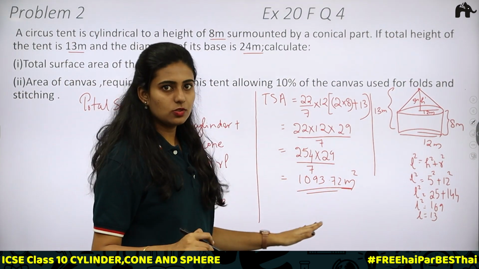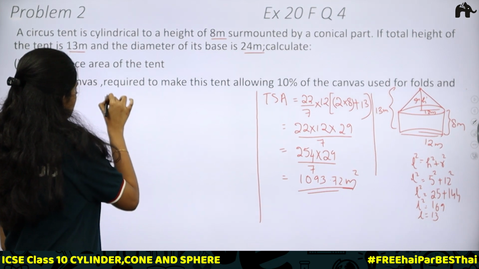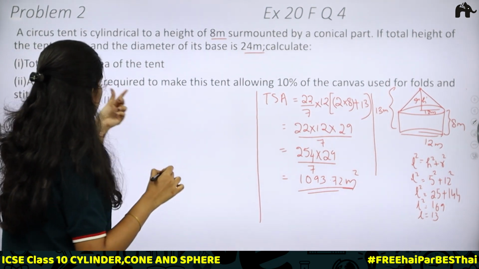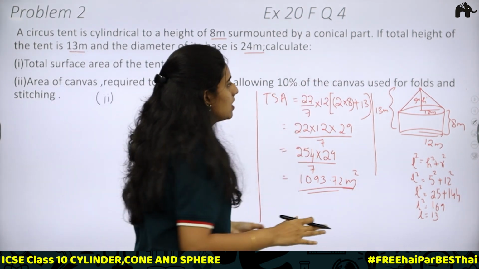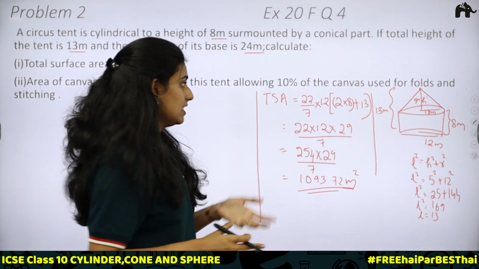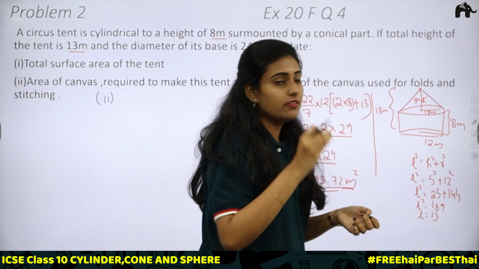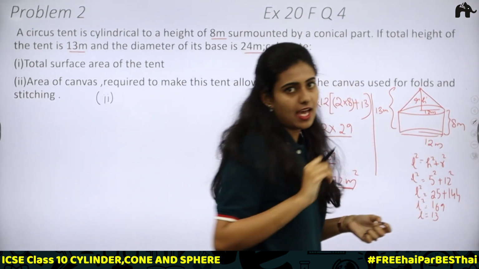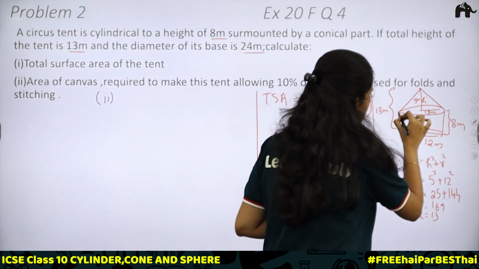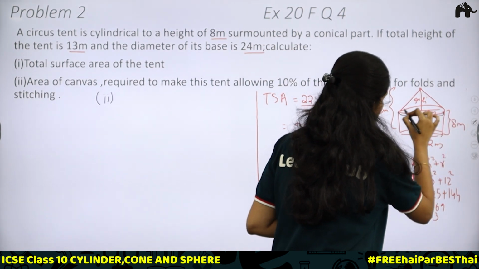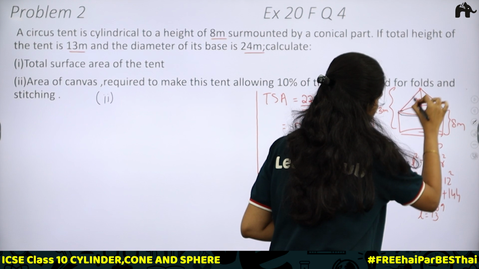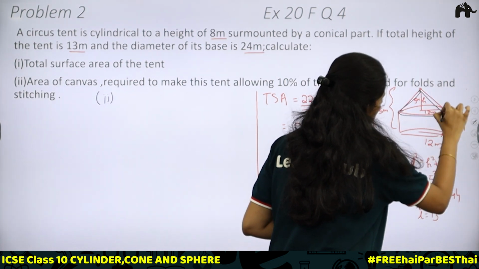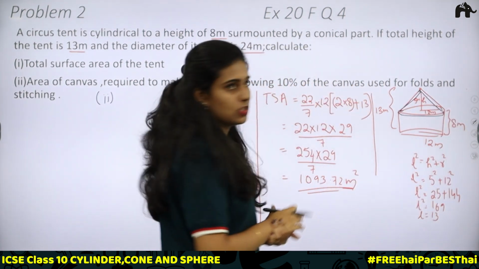Clear? Understood this much? Now the second part, we need to find the area of canvas required to make this tent, allowing 10% of the canvas used for folds and stitching. So when stitching comes, we need some area of the canvas, right? So here there will be some folds, then here there will be some folds. For all these folds, we need canvas, right?